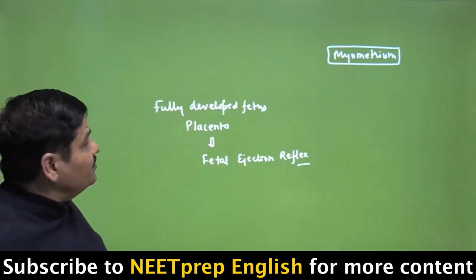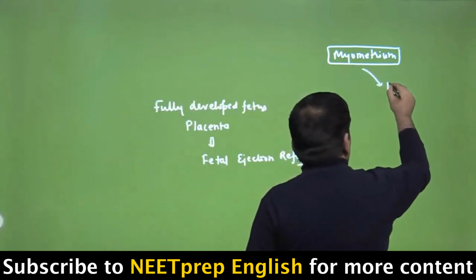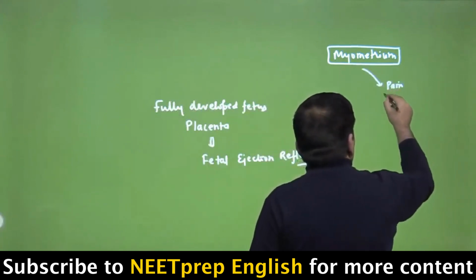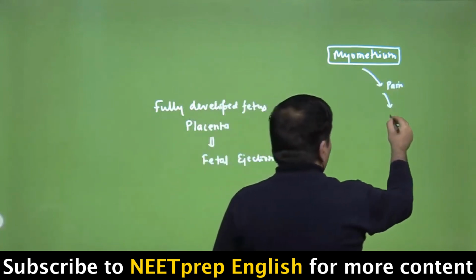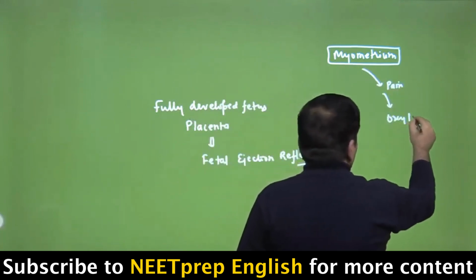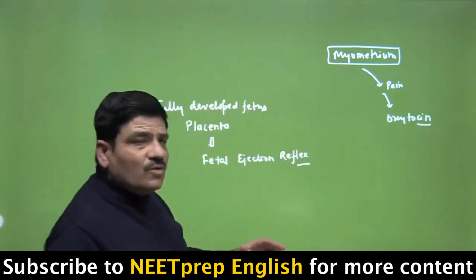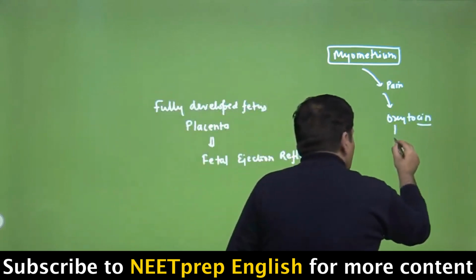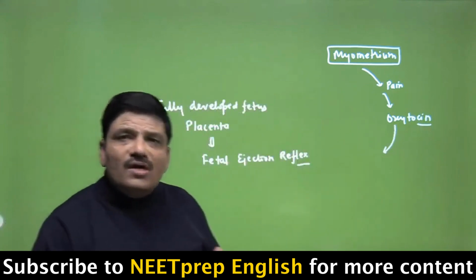childbirth or parturition. And obviously the contraction of the myometrium will cause pain, and this pain will be perceived by the maternal hypothalamus, and then through the maternal pituitary oxytocin will be released. I hope this thing is now absolutely clear. And this oxytocin acts on the smooth muscle of the gravid uterus and induces further stronger contraction.